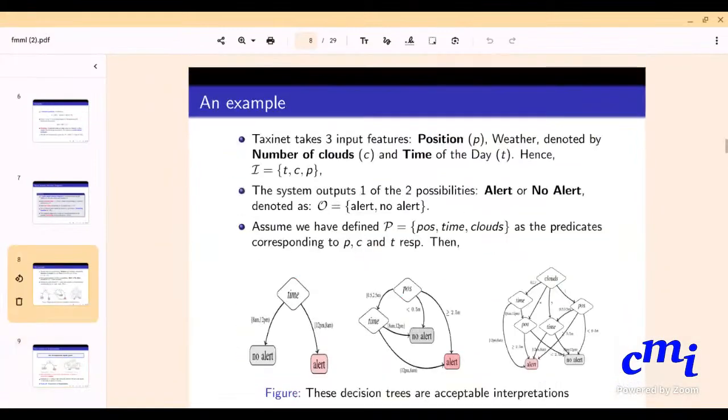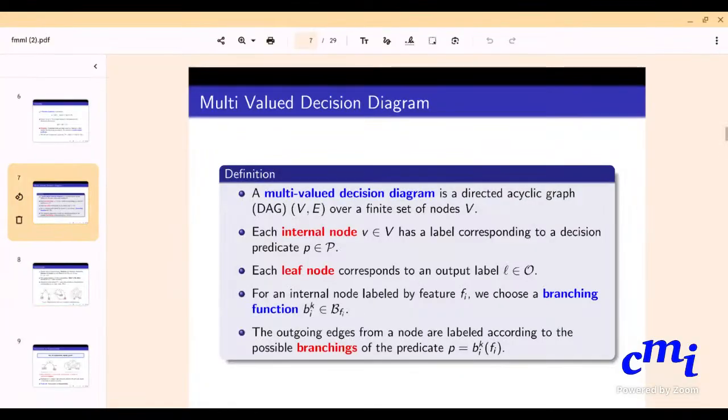Can you explain? I know you say that B... in your definition, the difference between P and B was not clear. P is the predicate. When you explain this, I think you should spend a little time on how to interpret this decision tree. Go to the next thing.